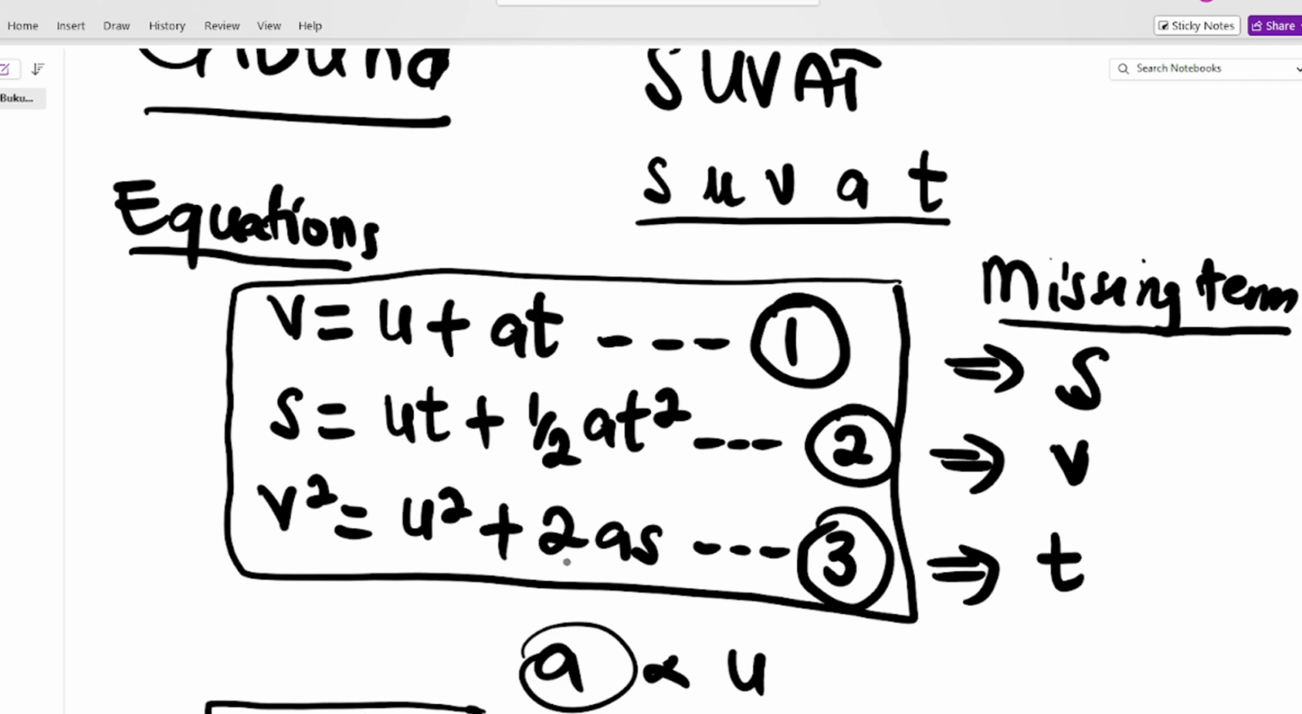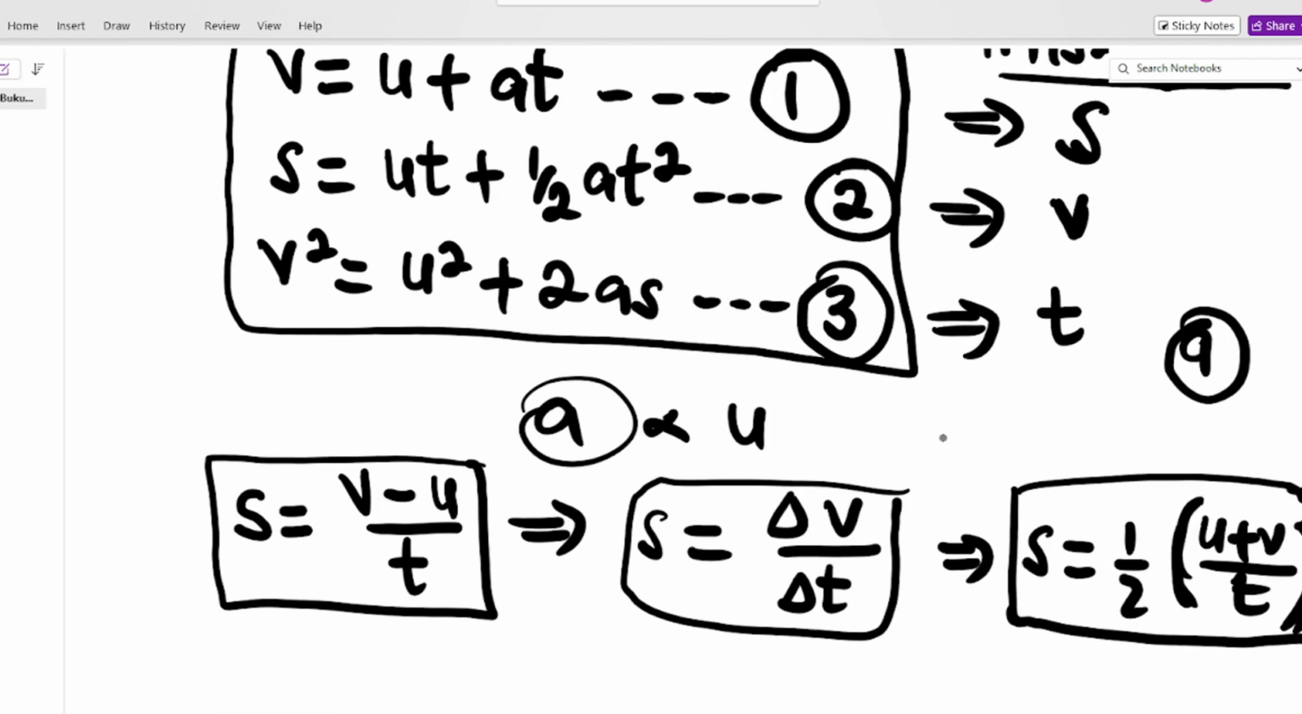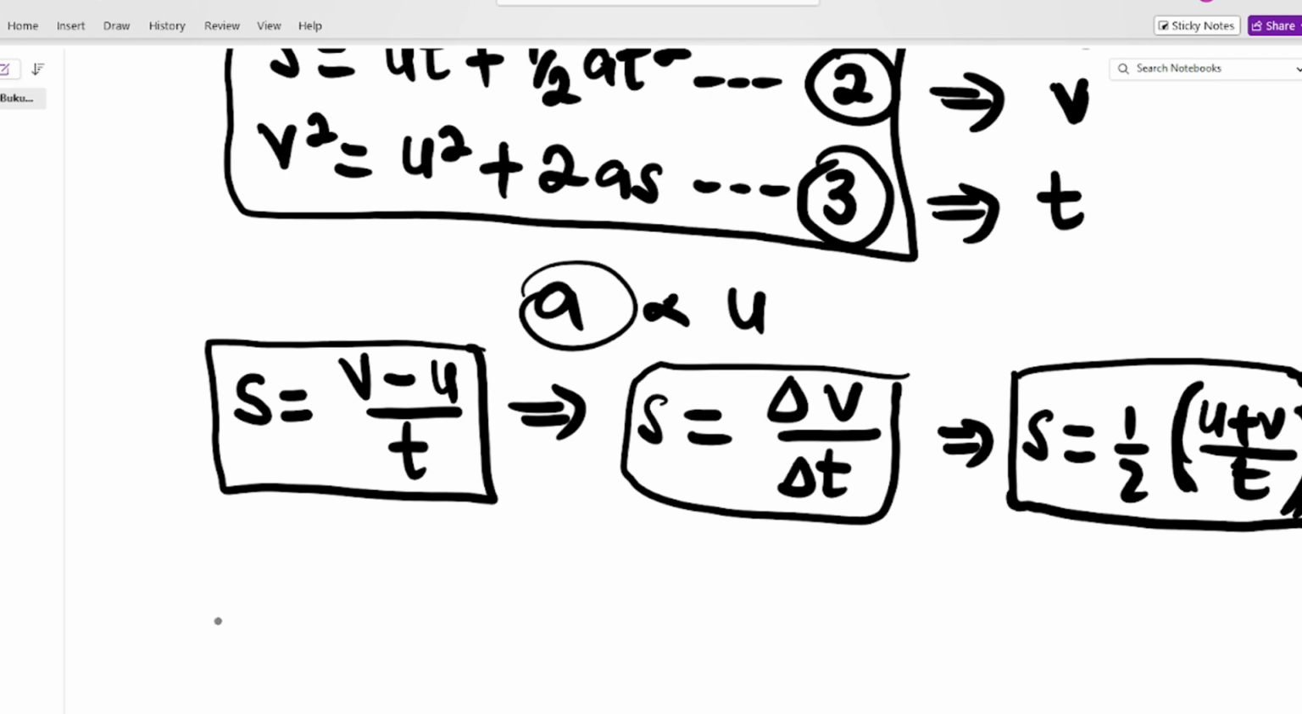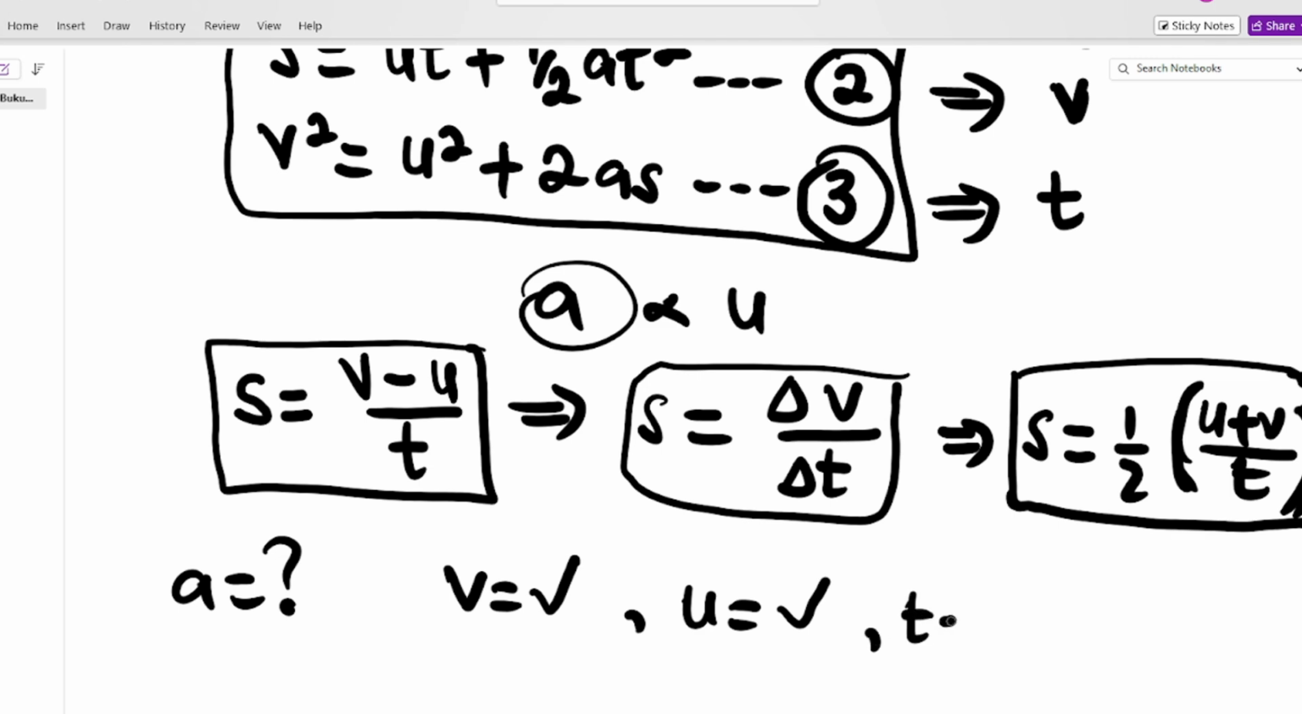So when they give you a question, you need to look at what they are looking for. Let's say a question where they are looking for acceleration, but they have given you velocity. Let me say that we have a question where they are looking for A, so let me put a question mark here. But they have given you V, they've given you U, right? And they've given you T, right?